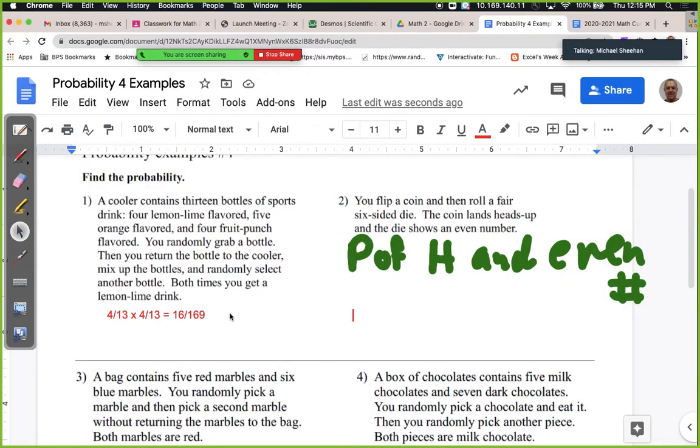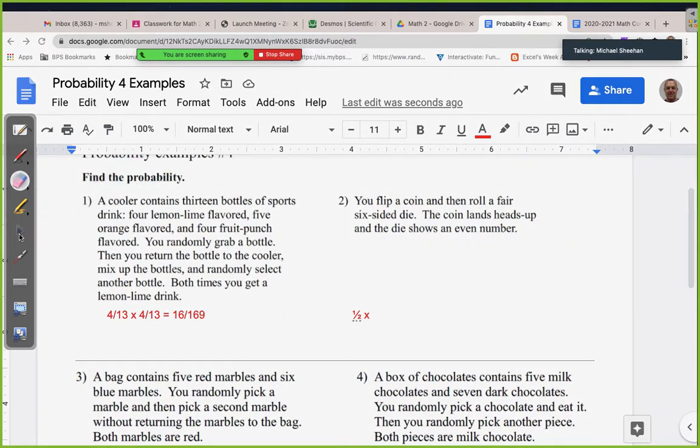When I flip a coin, what's the probability of flipping a heads? 1 out of 2. All right? Times. And when I roll a dice, what's the probability of getting an even number? 3 out of 6. Very good. There's 3 even numbers, 2, 4, and 6, out of 6 possible answers. 3 out of 6.